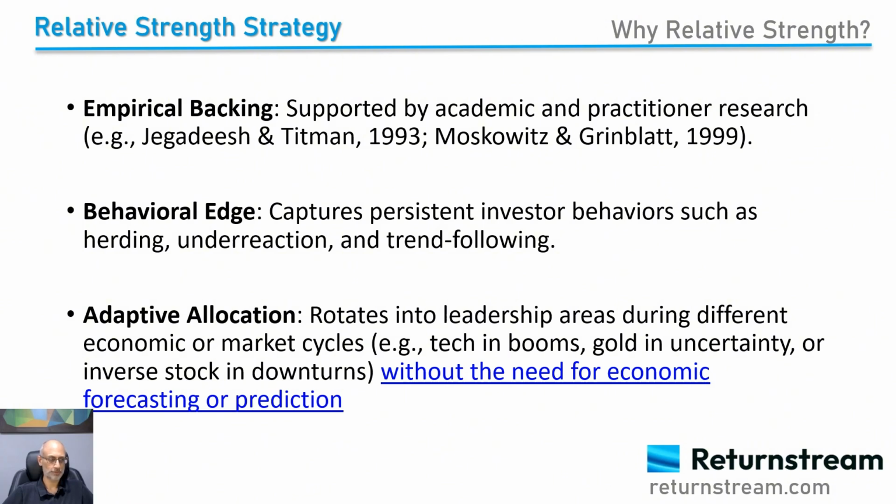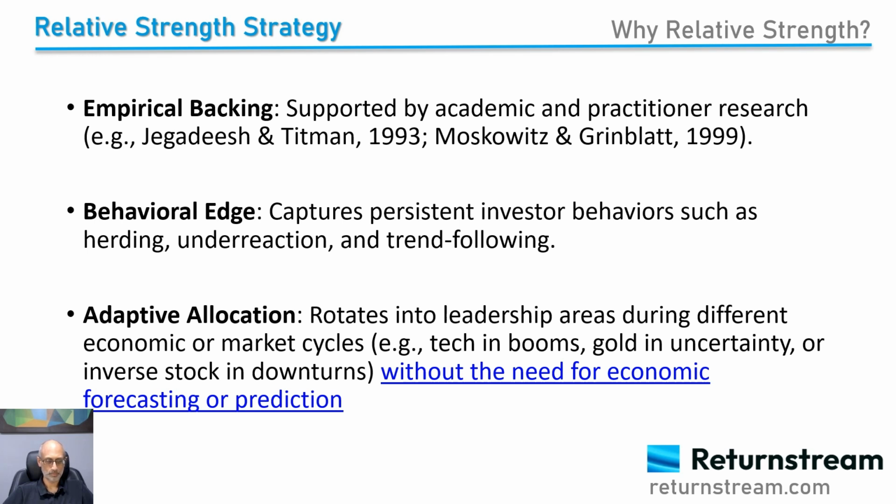And inherent to this strategy is an adaptive allocation. It rotates into leadership areas during different economic and market cycles. For example, in economic booms, it might be invested in technology-heavy mutual funds or ETFs, whereas in times of uncertainty, it might be invested in gold or precious metal mining-related mutual funds and ETFs. And in times of economic downturns, it might be invested in inverse exposure ETFs.